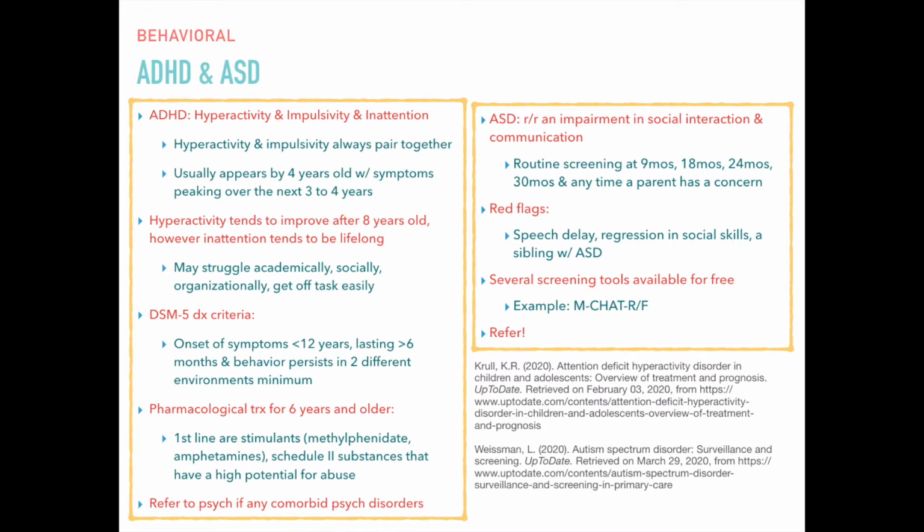ASD is related to an impairment in social interaction and communication. Routine screening is done at 9 months, 18 months, 24 months, 30 months, but the important one here is any time a parent has a concern. Red flags for ASD include speech delay, regression in social skills, or a sibling with ASD.